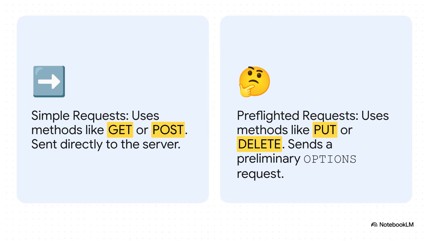They get sent directly. But for anything that might be more, let's say, dangerous, like a PUT, DELETE, or PATCH request that could change data, or if your request includes custom headers, like an authorization token, the browser gets a little more cautious. Before it sends the actual request, it sends a preliminary check first. It's called a preflight request, and it uses the OPTIONS method. It's basically the browser asking the server, hey, just checking, is it okay if I send a DELETE request from this origin with these headers? And only after the server says yes does the browser send the real thing.